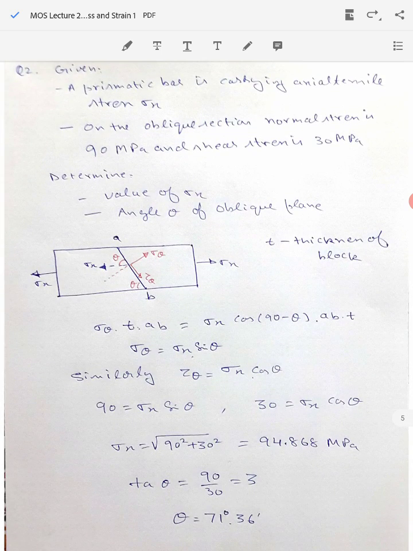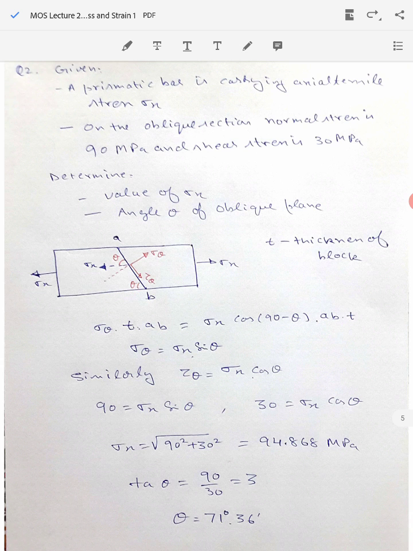Now let's look at another numerical. Here you have a prismatic bar which is carrying the axial tensile stress sigma x, and on the oblique section the value of the normal stress sigma theta is given as 90 megapascal and the value of shear stress tau theta is given as 30 megapascal. What you need to do is find the value of sigma x. So sigma x is what you don't know, and the angle at which this plane is inclined, theta, or the slope of this oblique plane, you need to find. So these are the two things that are asked of you.